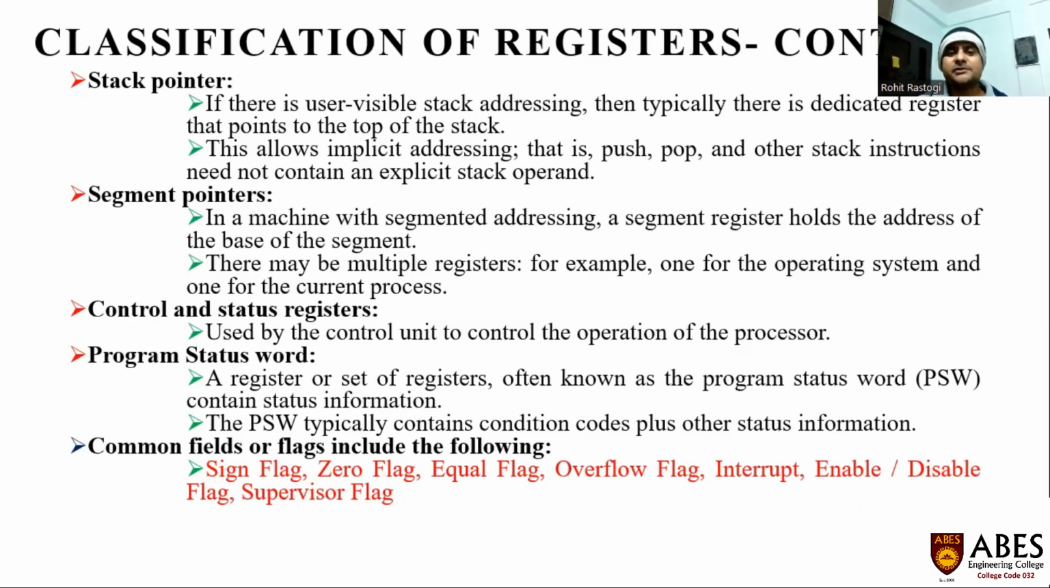Segment pointers are used in a machine with segmented addressing. This segment register holds the address of the base of the segment. Control and status registers are used by the control unit to control the operations of the processor. PSW, the program status word, is a group of bits that contain the status information. A status can be a sign bit, a zero flag, an equality flag, an overflow check, an interrupt enable or disable flag, and supervisor flags.